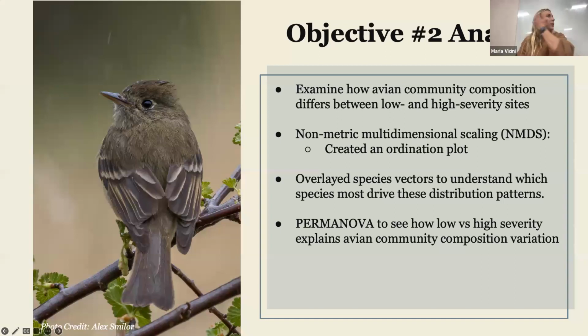Continuing on objective 2, to examine the difference in avian community composition, I utilized non-metric multidimensional scaling and created an ordination plot based on the dissimilarities between sites. And so when we get to the results, I'll explain how to interpret this plot. I then overlaid species vectors to understand which species at each site drove these distribution patterns. And finally, I ran a PERMANOVA to assess the differences between sites of different severity and see how severity could explain avian community composition variation.